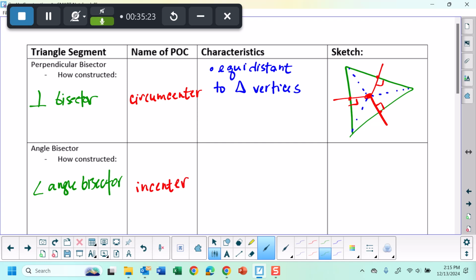When we look at a triangle with my angle bisectors, when I bisect each angle, I end up with that point of concurrency. That point of concurrency is the same distance from each side of the triangle.